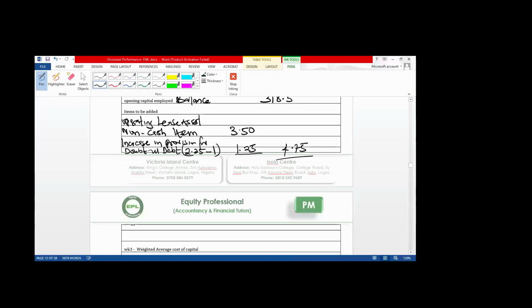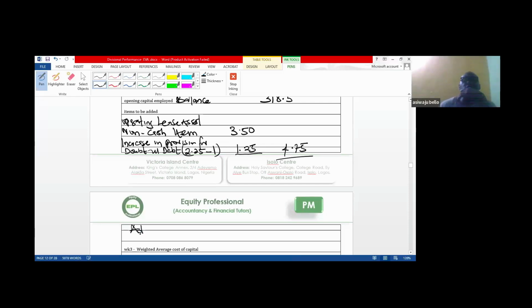Is correct. Our adjusted capital employed is equal to 323.25. You are done with working 2.